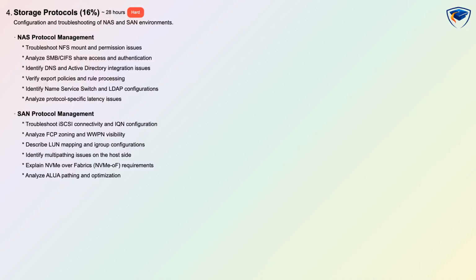For SAN you will troubleshoot iSCSI connectivity and IQN setup, analyze FCP zoning and WWPN visibility, understand LUN mapping and igroup configurations, identify host multipathing problems, and review NVMe over Fabrics requirements and ALUA pathing optimization.